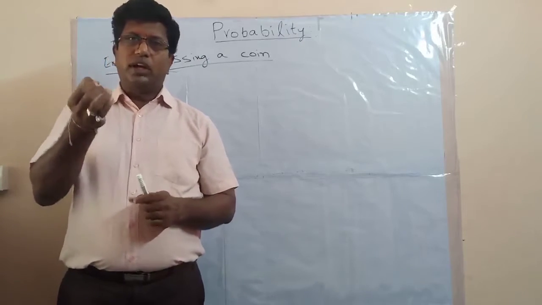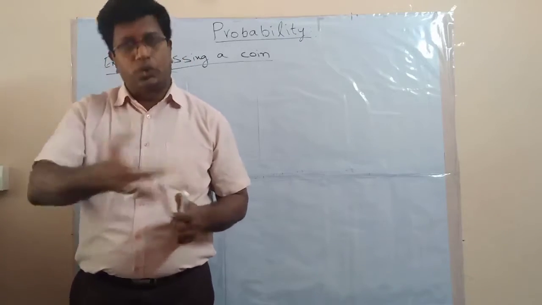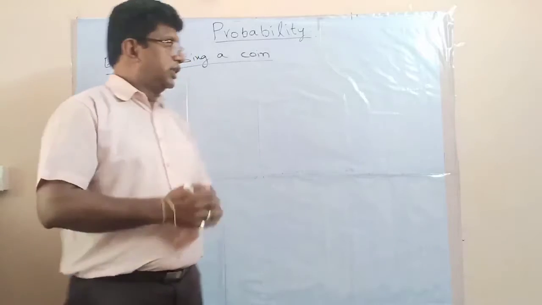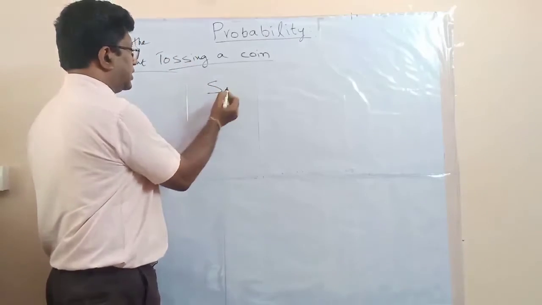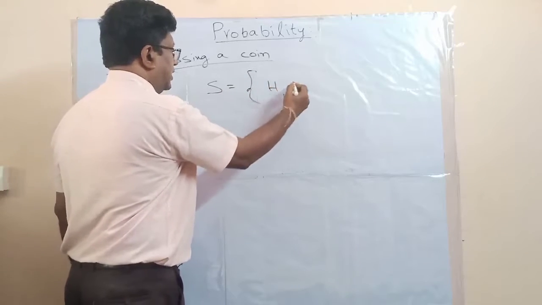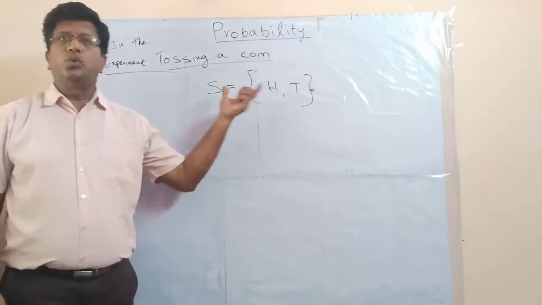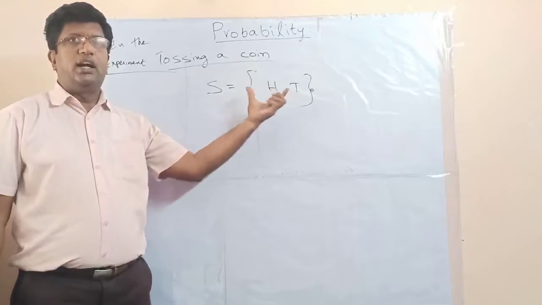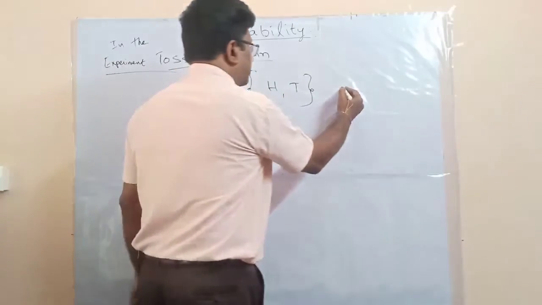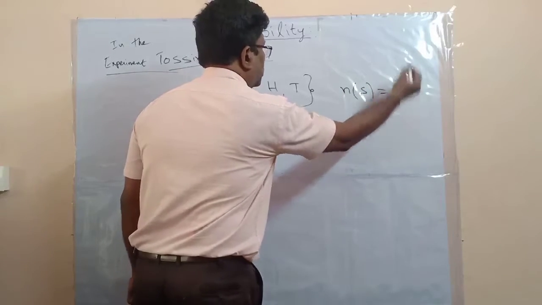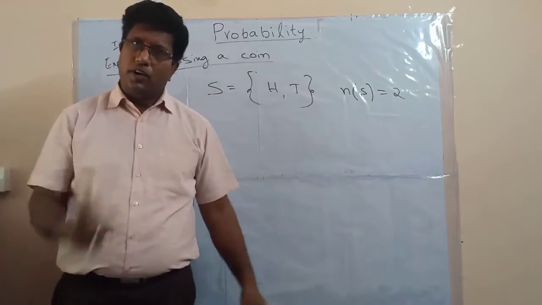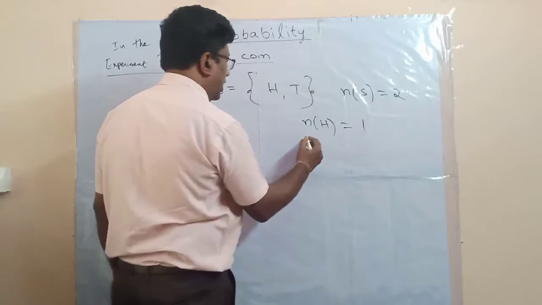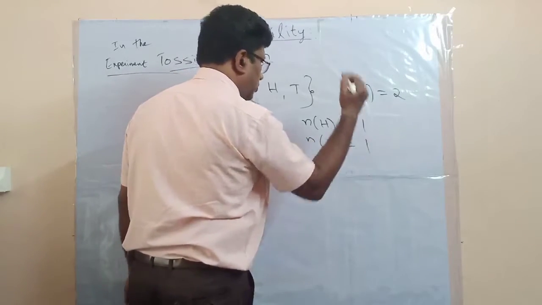The outcomes, what we are calling heads and tails, are said to be the outcomes. And these two outcomes together, head and tail, are said to be the sample space. So here the sample space is denoted by a letter S as head and tail. So these are the two outcomes. And how many elements do we have in this set? Head and tail together form the sample space, and we represent this as n(S) = 2. How many heads do we have? We have one head. So here n(H) is only 1 and n(T) is also 1.